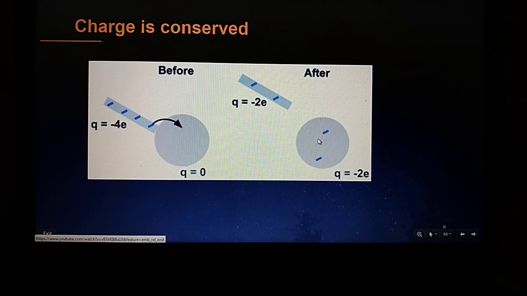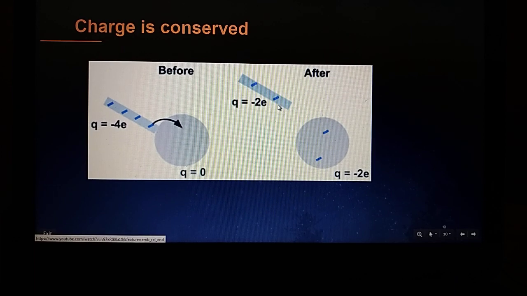Now the charge conservation. As you can see, this is a rod which has a charge of minus 4e. I'm just going to touch it with a metal ball. Before charging, the ball has a net charge Q equal to 0. Once I make physical contact with the spherical object, as you can see in the picture, after the contact the rod has Q equal to minus 2, and the ball also has Q equal to minus 2. So 2 electrons are distributed to the spherical object.